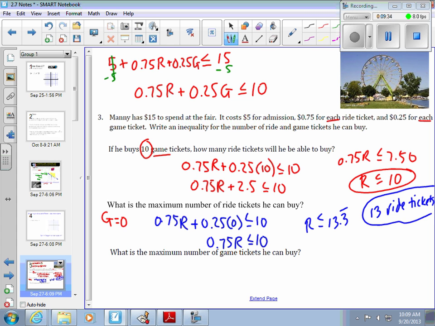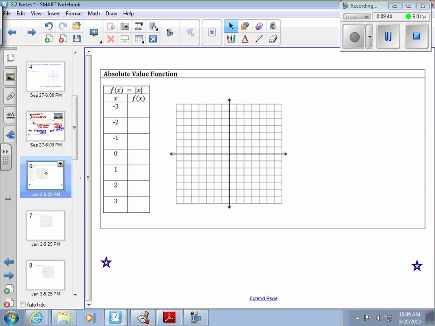For tomorrow, see if you can answer the last one there. What's the maximum number of game tickets he could buy? So try that one out for tomorrow. All right, let's go to the back of your sheet.